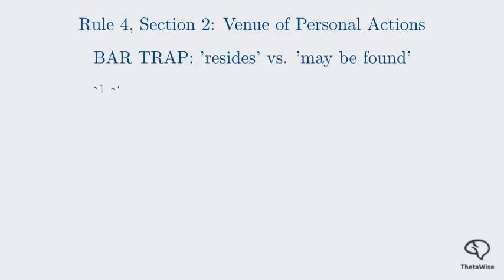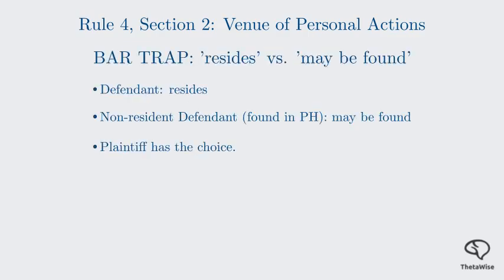The bar trap to watch out for here is the difference in language. For the defendant, the venue is where they reside. For a non-resident defendant who is found in the Philippines, the venue is where they may be found. The key is that the plaintiff makes the choice. Let's work through an example.